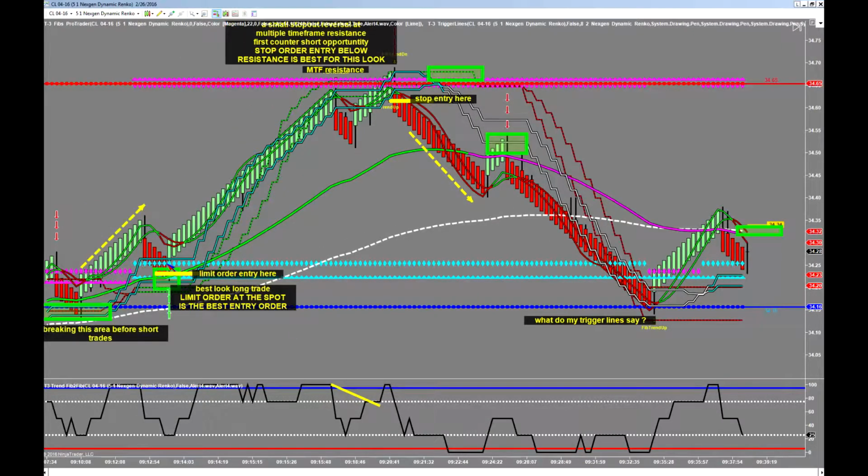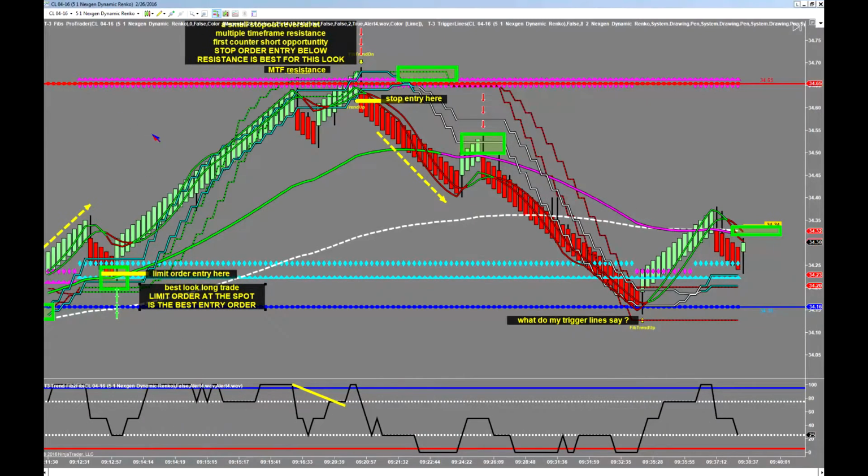See how we were above everything? There was absolutely nothing in the way for this trade to go up to resistance. Do you guys see that? So this first best look long over here, nothing in the way. That's the perfect look for the perfect long trade.